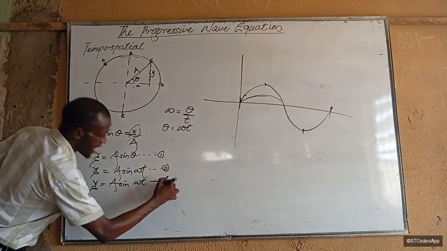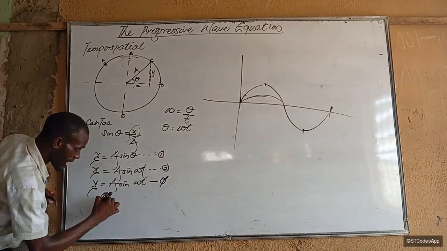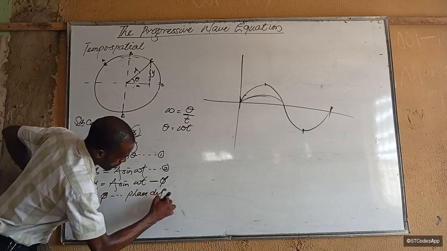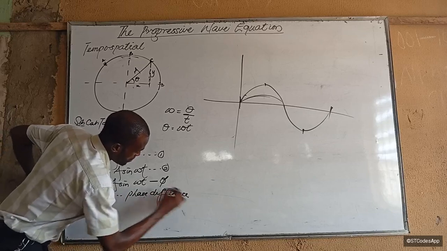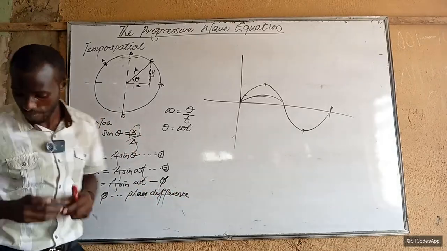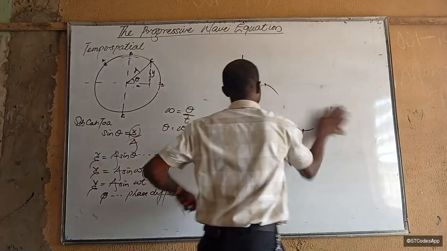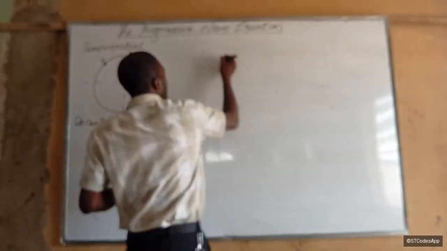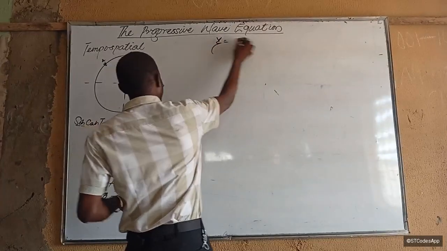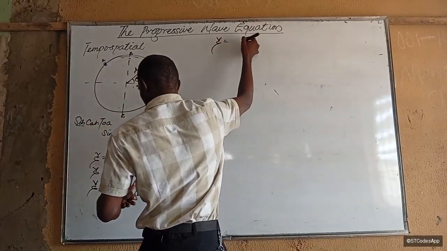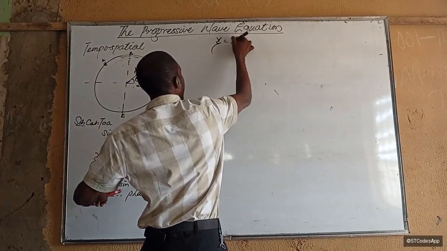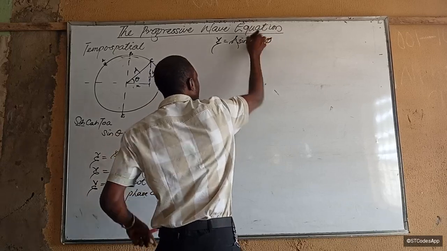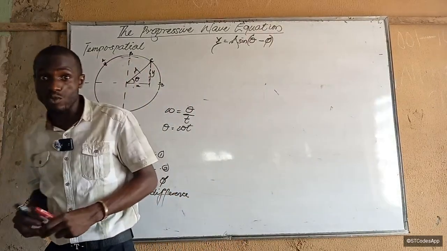That phi, where phi is my phase difference. Phi is what? Phase difference. All right. Just keep up with me. I mean, I could have written it this way. It's the same as writing y as a sine theta minus phi. This is what actually describes the wave.